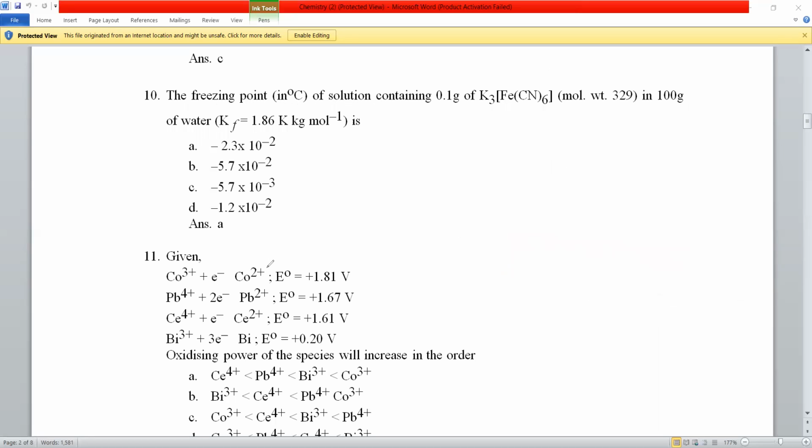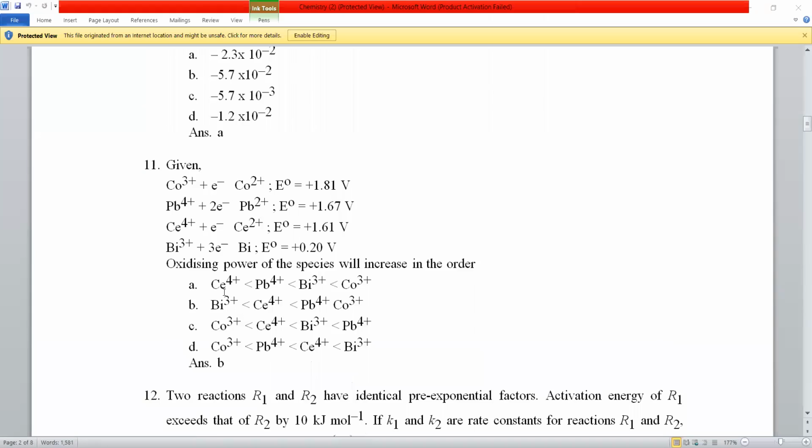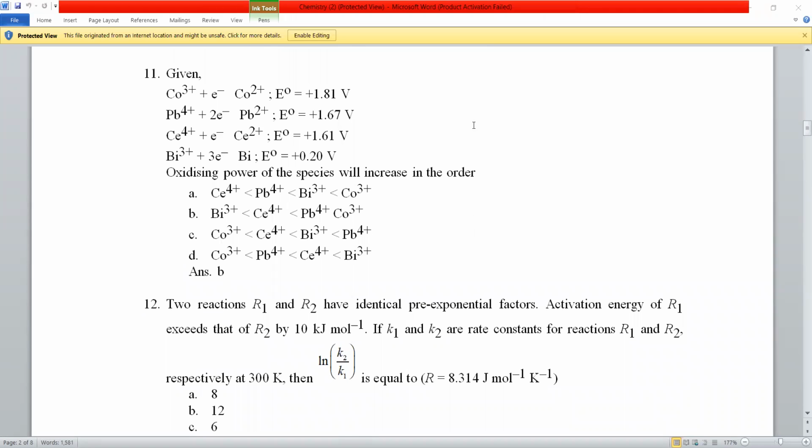So next, question number 11, students. They have given us reduction potential values, and the oxidation power of the species will increase with them. If the reduction potential (SRP) value is negative, we can consider it a reducing agent. If the SRP value is positive, we can consider it a strong oxidizing agent.